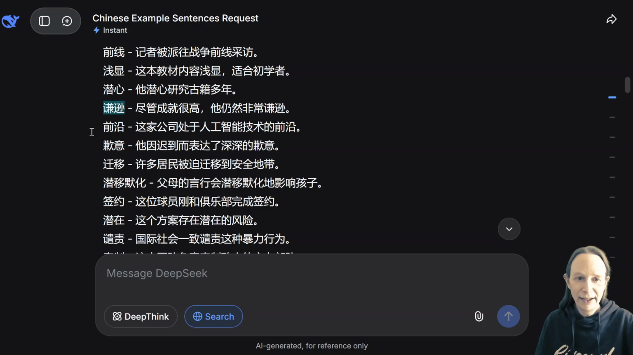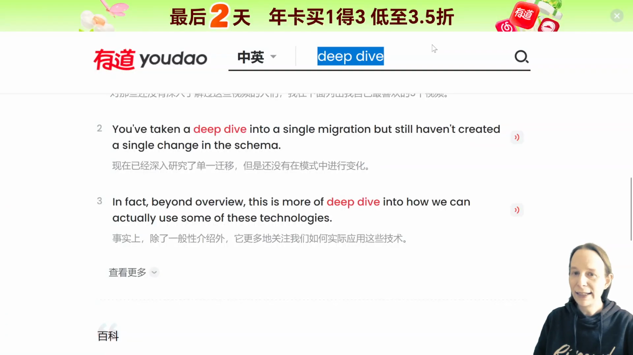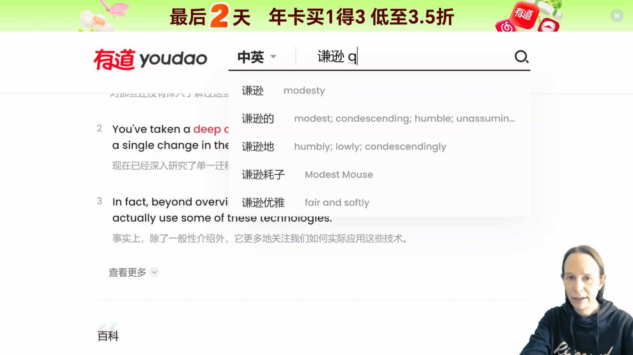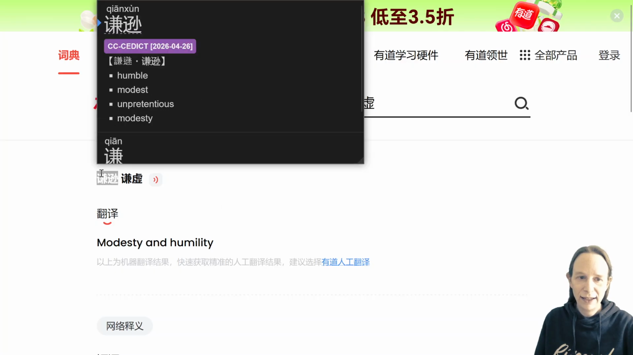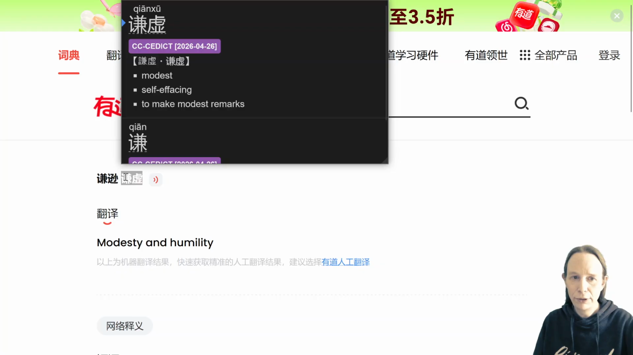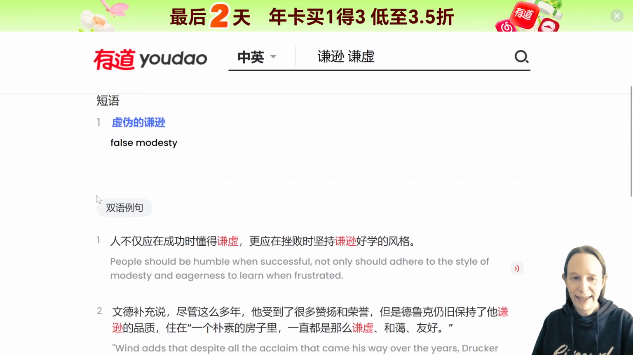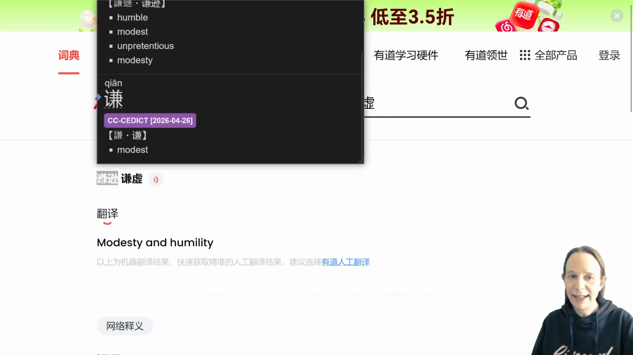Let's continue. 谦逊. 谦逊 and 谦虚 are quite similar. 谦逊 and 谦. If there is a difference, I don't know the difference. 谦逊. Humble, modest, unpretentious, modest. 谦虚, modest. Yeah, I don't know. They overlap a fair amount. Yeah. Okay, so what's 谦? 谦 is modest by itself.